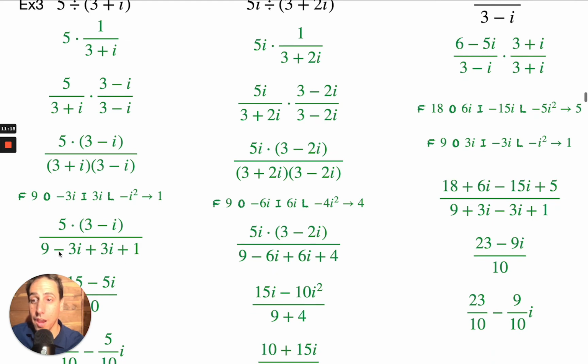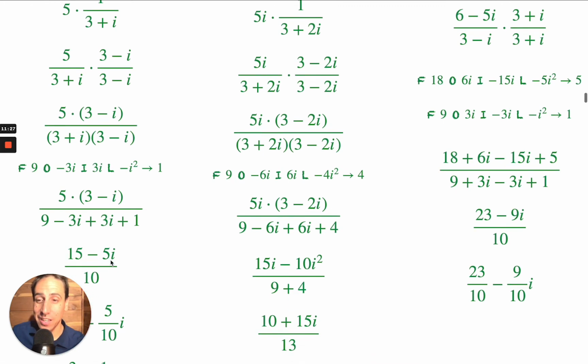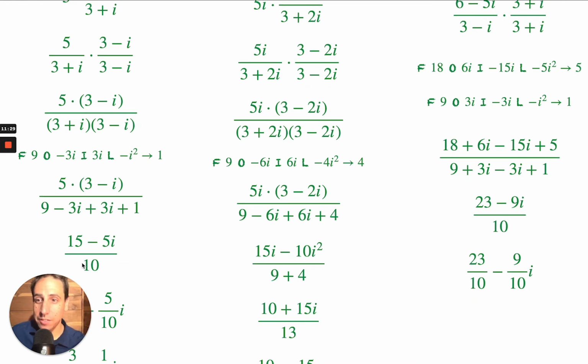So, look at this. We've got 9 minus 3i plus 3i plus 1. But wait a minute. The imaginary parts cancel. Minus 3i and positive 3i. Isn't that lucky? No, it's not luck. We arranged it. When you distribute the top, you get 15 minus 5i. And then 9 plus 1 is 10, and the imaginary parts cancel.